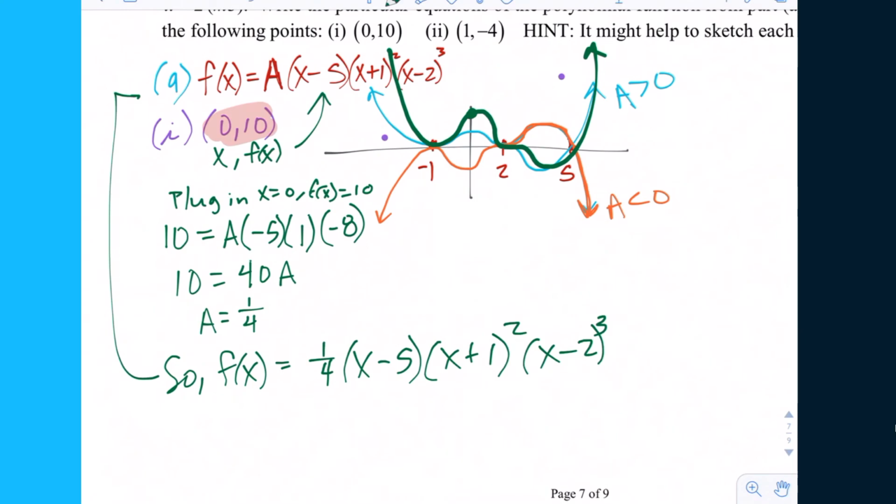Okay, so there you go. That's going to be the equation, the particular equation now in factored form of the green graph that we have up there. Yeah, cool. Any questions on that? All right, let's do part II.